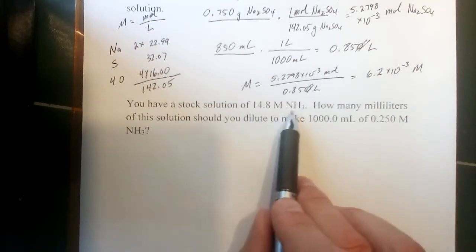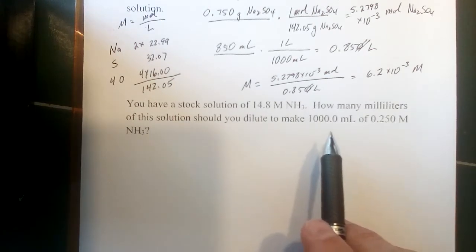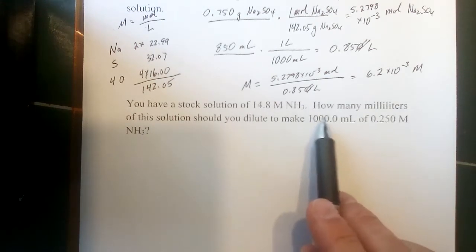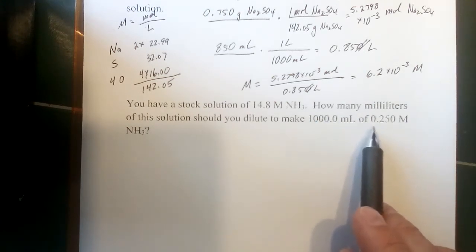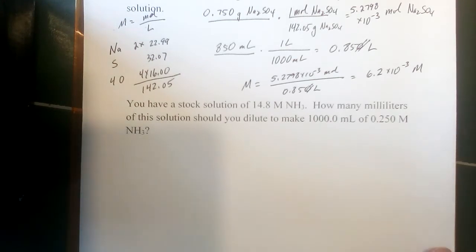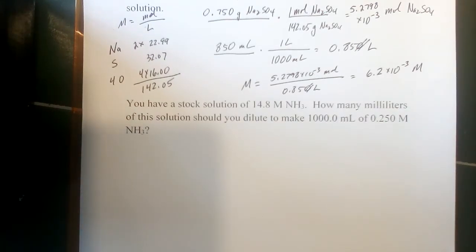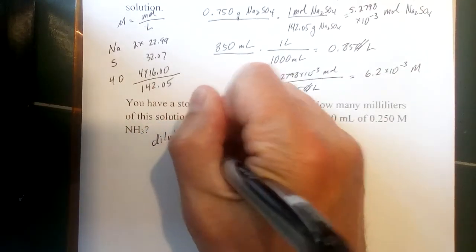So in this case, our stock solution of ammonia is 14.8 molar. What we want, though, is to make a full liter, so 1,000.0 milliliters, of 0.250 molar NH3. So what we want to do in this case is what's called a dilution. So this is an important thing to watch out for.